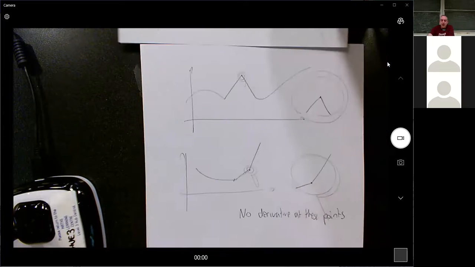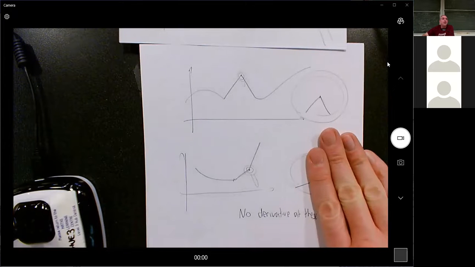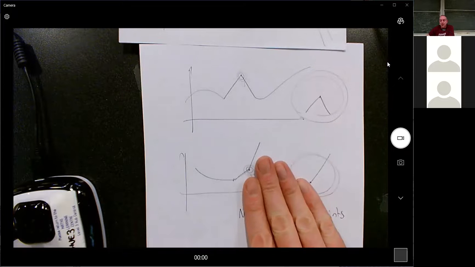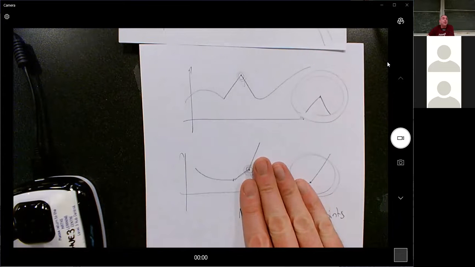And if I just look at half of it, it's nice and flat there, and it could have one slope, and the other half would have another slope, but they're not the same number, and so I can't figure out a single number to be the slope at this point.